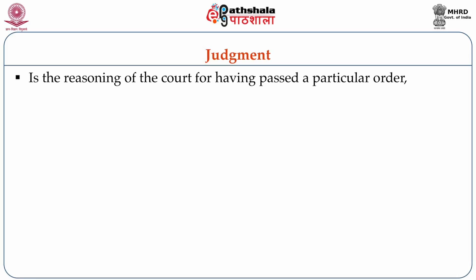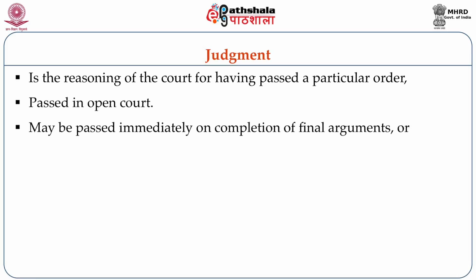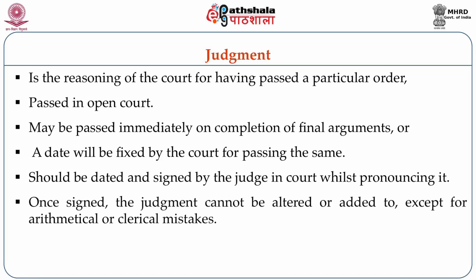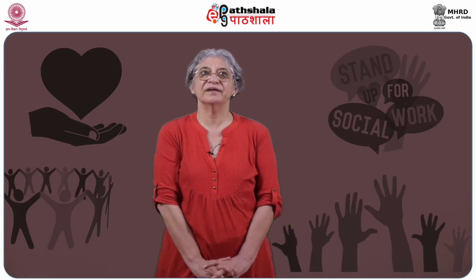What do we understand by judgment? The judgment is the reasoning of the court for having passed a particular order. A judgment may be passed immediately on completion of the final arguments, or the judge may adjourn the matter to another date when he will pass his judgment. A judgment has to be dated and it has to be signed by the judge. You must remember that once a judgment is passed, no alterations can be made except arithmetic or clerical mistakes. With regard to any other change, a person has to prefer an appeal to the higher court.